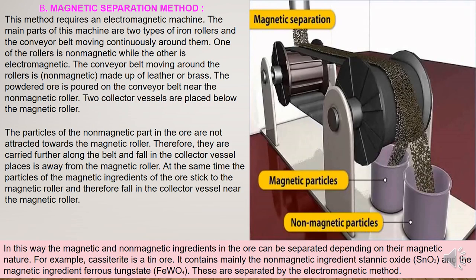In this way, the magnetic and non-magnetic ingredients in the ore can be separated depending on their magnetic nature. For example, cassiterite is a tin ore. It contains mainly the non-magnetic ingredient stannic oxide and the magnetic ingredient ferrous tungstate. These are separated by the electromagnetic method.